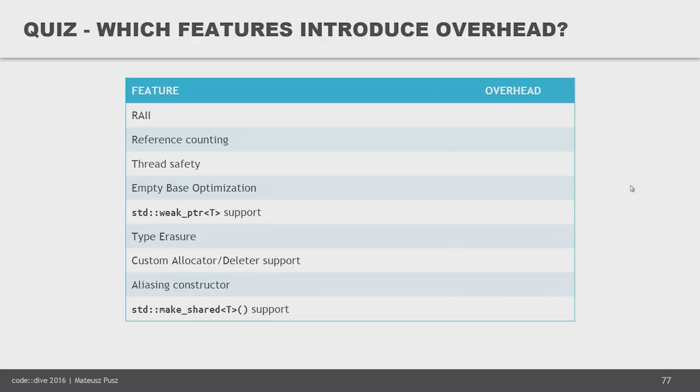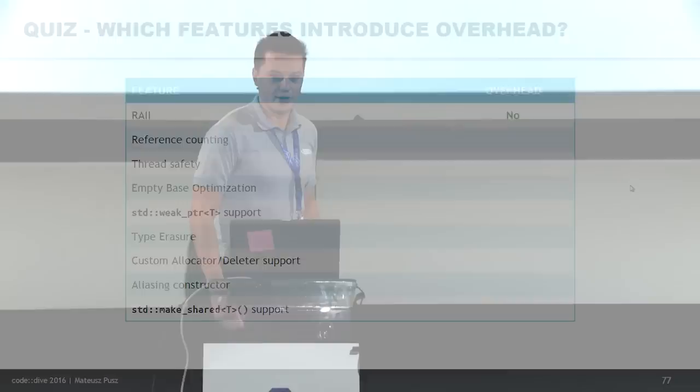We have RAII, yes, resource acquisition is initialization. Is it overhead or not? I would say it's no overhead. If you would like to write similar code by hand, it will be pretty much the same behavior. And you are using smart pointers to use RAII.